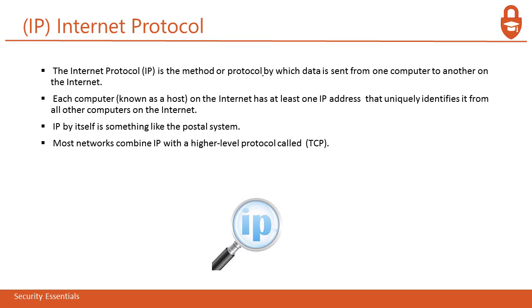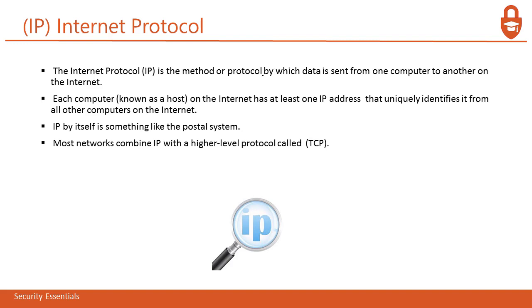So whenever we are connected with internet, we are communicating through IP addresses. IP addresses, or Internet Protocol, is a protocol or method through which data is sent from one computer to another computer. Each computer, known as a host on the internet, has at least one IP address that uniquely identifies it from all other computers on the internet.